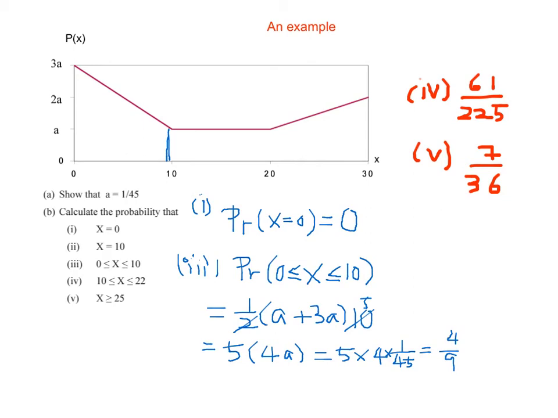Okay, and I leave parts 4 and 5 to you here. And from 10 to 22, you think about how to settle this. This is actually a line that is parallel to the x-axis. And for the idea of x greater than 25, think about this. This is really where 20 and A, and this is 30 and 2A. And remember that A is 1 over 45. The answers I put here.